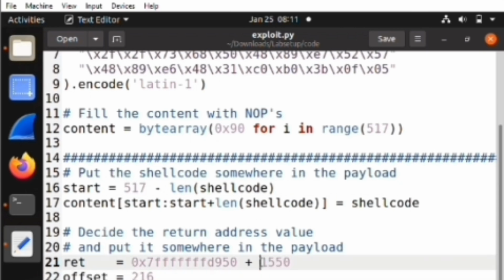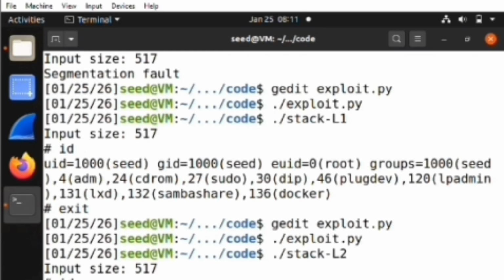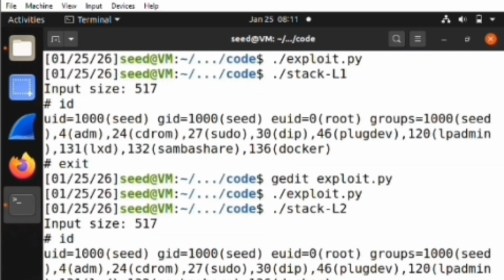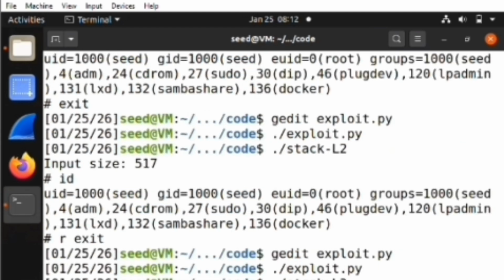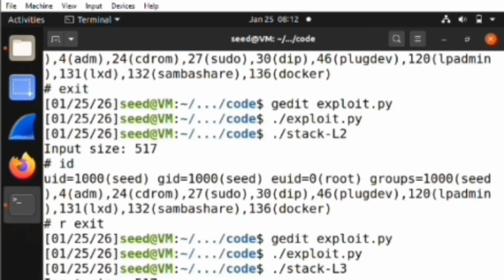Despite being a decades old vulnerability, buffer overflow still exists today because legacy code is still in use. Performance critical applications still rely on lower level languages, and not all developers strictly follow secure coding practices.